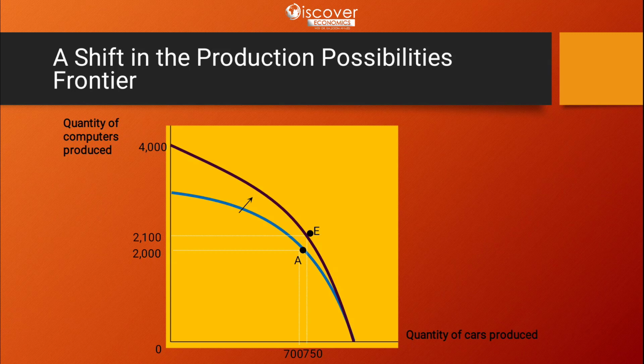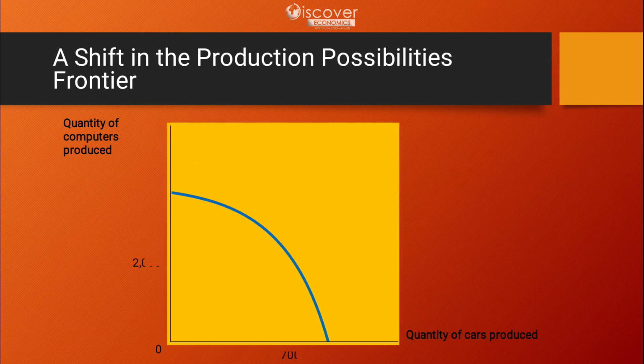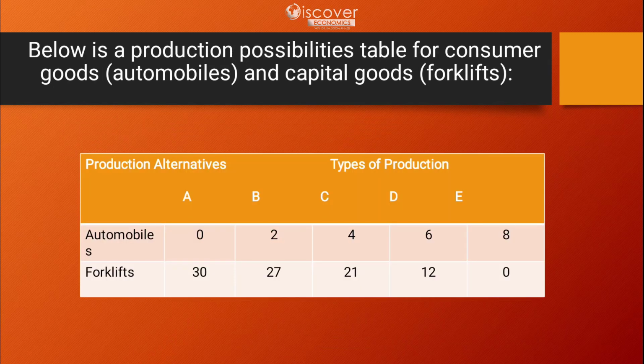Let's see what will happen if we perform better in car production. You can see that the curve has shifted in car production, but if we couldn't increase our efficiency in making computers, it will stay in the same position. So this is how the production possibility curve is moving.